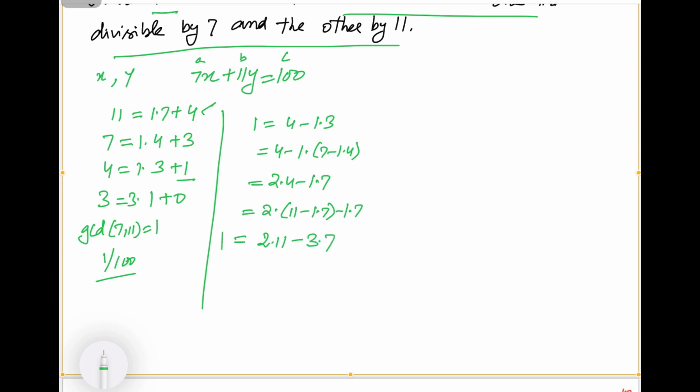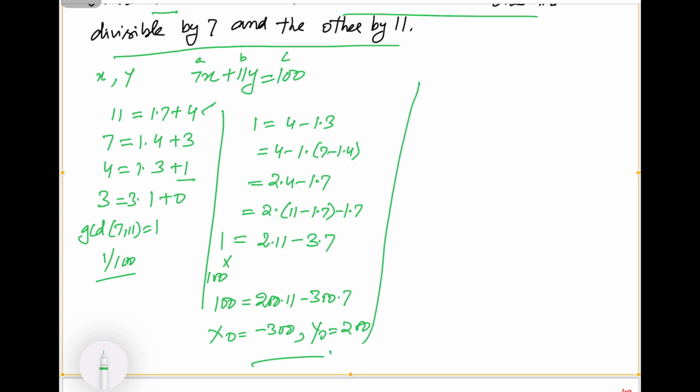So we have 100 here, so we multiply by 100 to have the same form. 200 times 11, minus 300 times 7. So here very easily x naught is the coefficient of 7, that is minus 300. y naught is the coefficient of 11, that is 200. So we get a particular solution here.